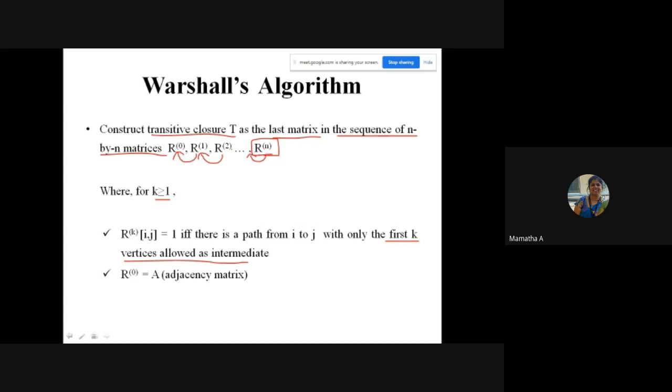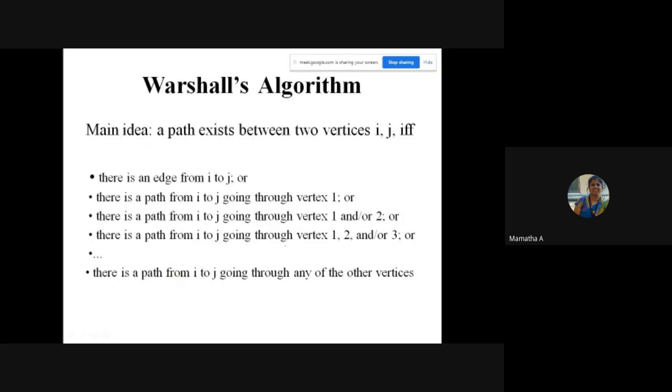Remember. And what is this R0? R0 is my initial matrix, which is nothing but your adjacency matrix. Remember. Are you understanding? And Rn is your T, that is your transitive closure. So R to the power k (i, j) is 1 if and only if there is a path from i to j with only the first k vertices allowed as intermediate.